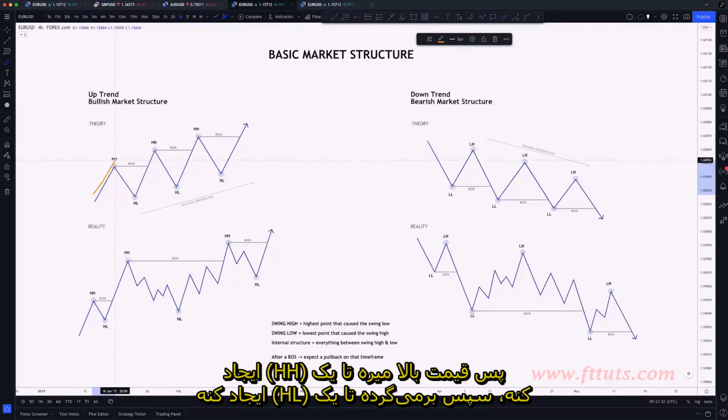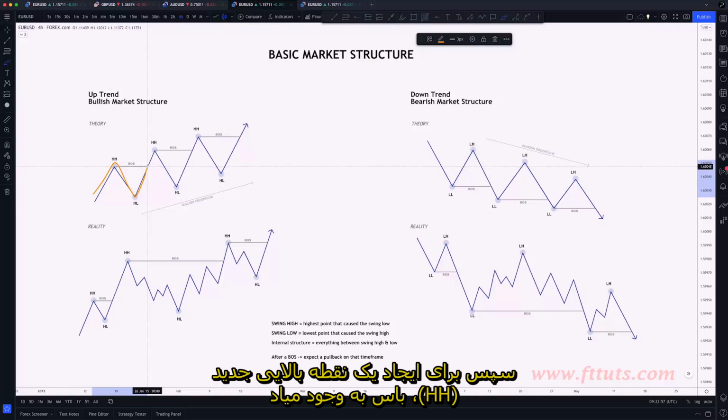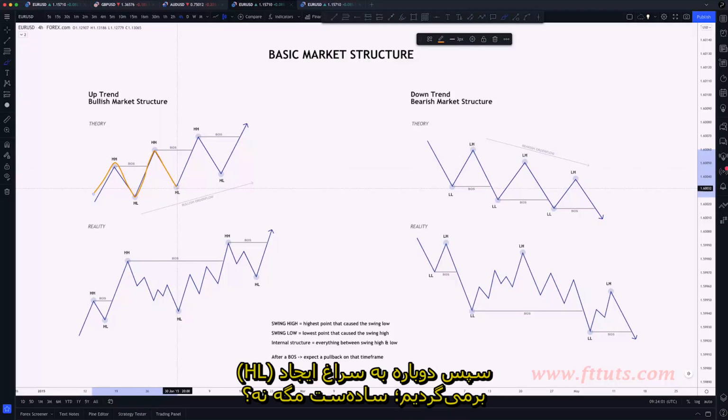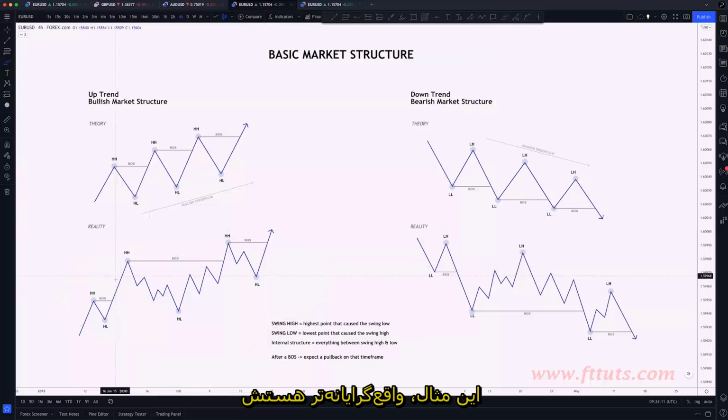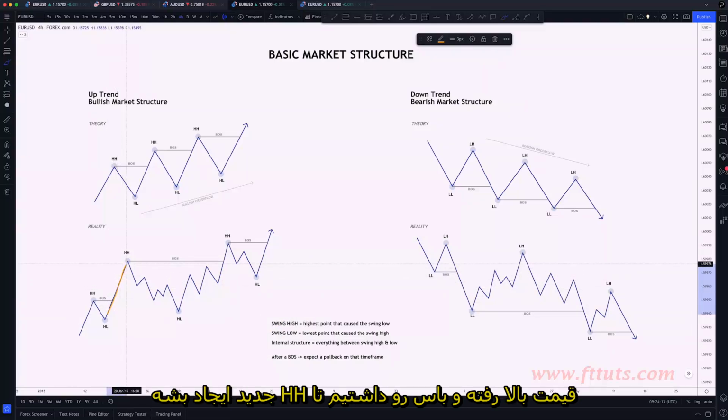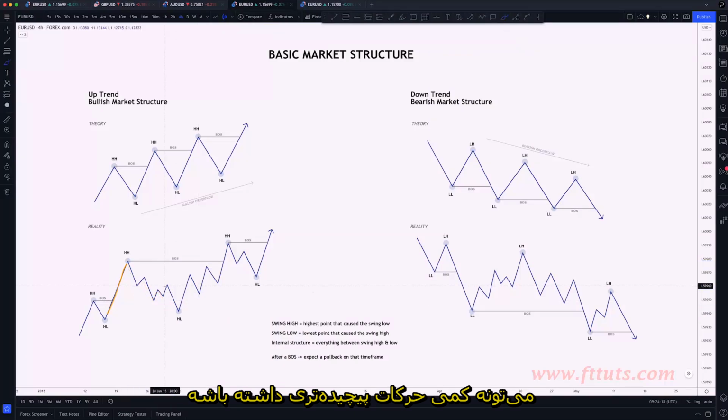So price moves up, it forms that higher high, it pulls back to form a higher low, it then breaks that high, so we get a break of structure, to then form another higher high, then we pull back to form a higher low, right? Pretty basic stuff. That's if the market moved in a nice utopian fashion, but obviously in reality it's a little bit more complex than that. This is a more realistic example where, when price breaks structure to form that higher high, it can have a more complex movement.